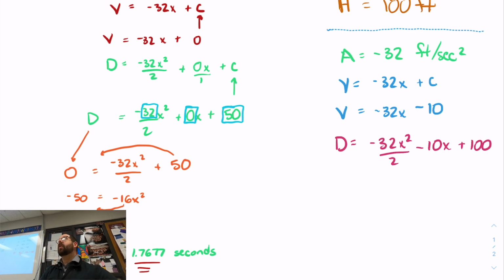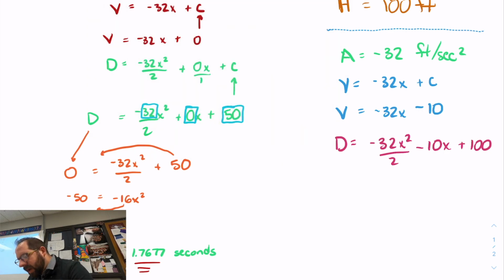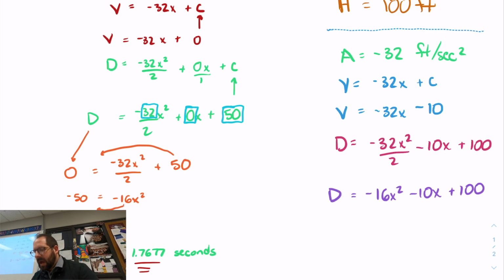Once I have the time, I can plug it back into velocity, and that will give me the velocity it's hitting the ground at. And we can see the difference here. So obviously it's going to be a little bit faster once it hits the ground. So plug in my numbers here. This is negative 16x squared minus 10x plus 100, simplifying this out a little bit, equals 0.